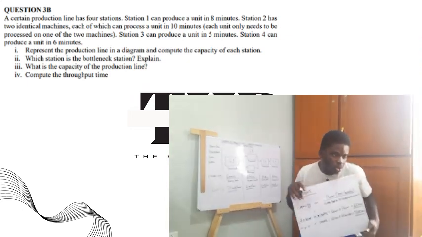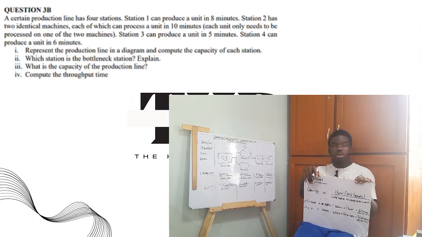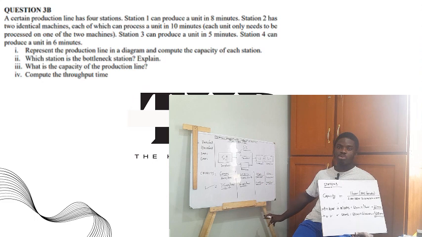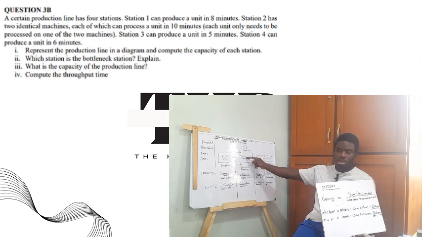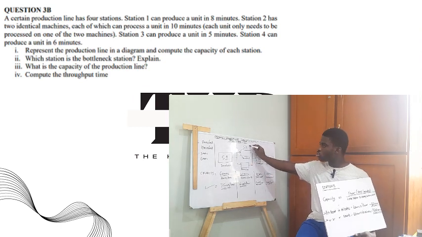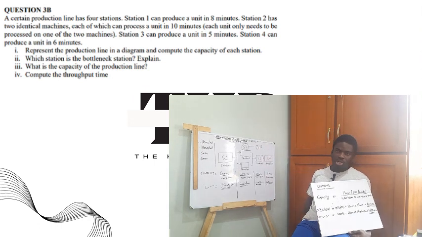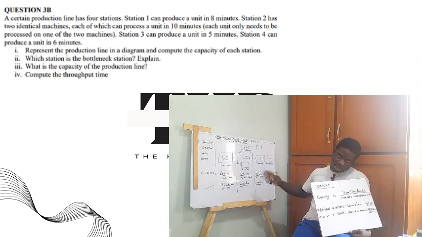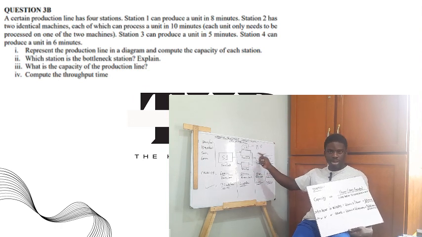The next question was to state which station was the bottleneck. The bottleneck is the station with the slowest processing time, or the longest time. So from here, station 2 is the bottleneck. It is the bottleneck because it takes the longest time to process a unit, or it has the slowest processing time. That's why station 2 is the bottleneck, at 10 minutes.